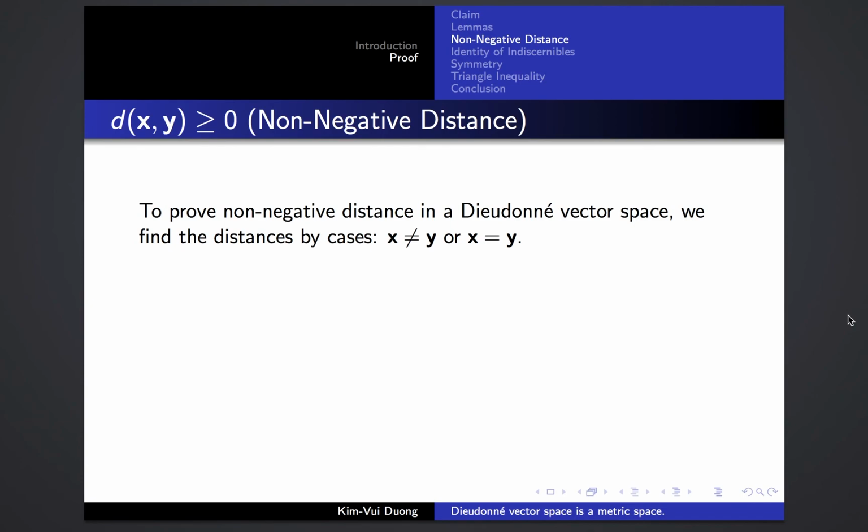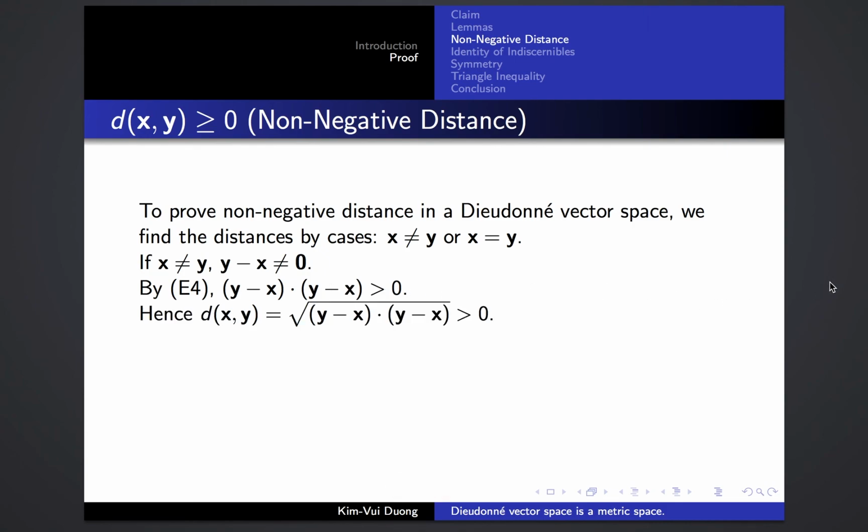So on to non-negative distance. To prove non-negative distance in a Dieudonné vector space, we find the distance by cases. So you either have x is not equal to y or x is equal to y. If x is not equal to y, then by subtraction, y minus x is not equal to the 0 vector. By E4, which stated that if a vector is not equal to the 0 vector, the dot of itself is going to be positive. Hence, y minus x dot y minus x is going to be positive.